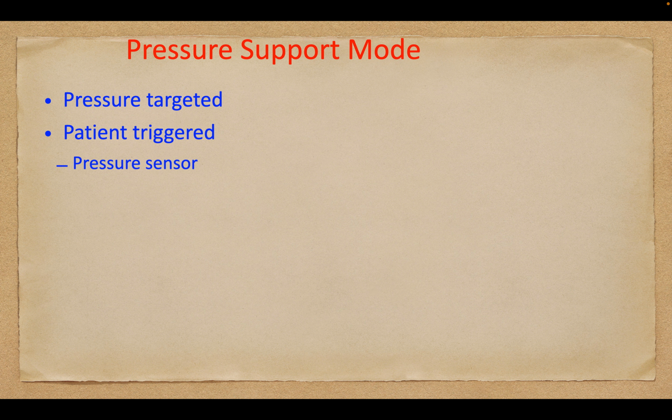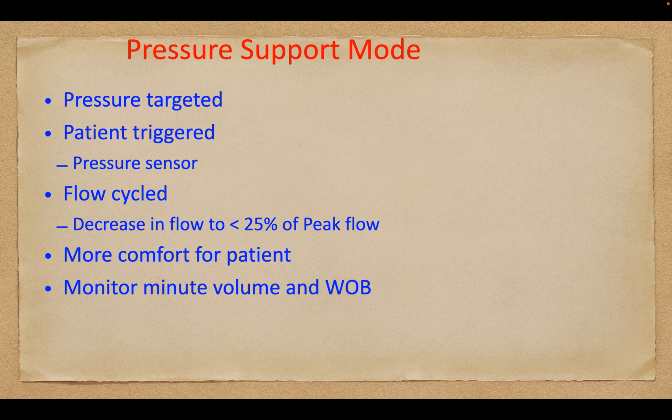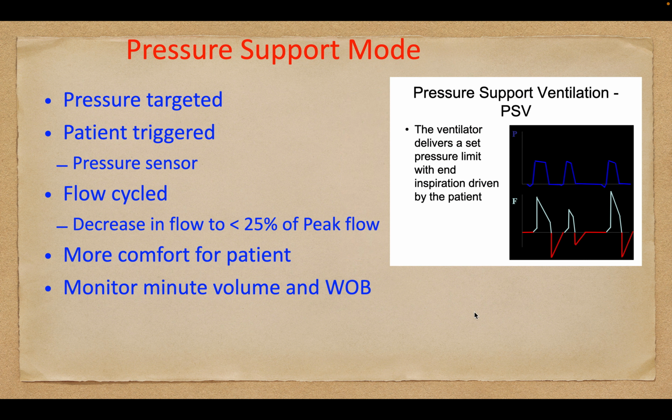So let us talk of pressure support mode. This is a pressure targeted mode, and the patient triggered, since it is a support mode. There is a pressure sensor, it is flow cycled, and what is important to remember is that there is a decrease in the flow to less than 25% of the peak flow when the inspiration ceases and the expiration starts. The patient is more comfortable in this mode, and we can monitor the minute volume and work of breathing in pressure support, and this is how it looks.